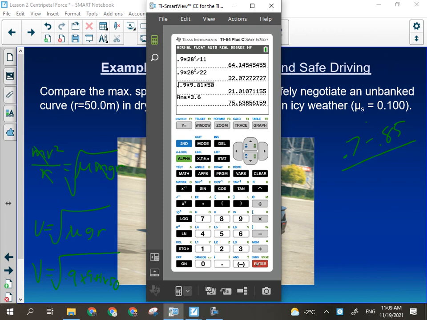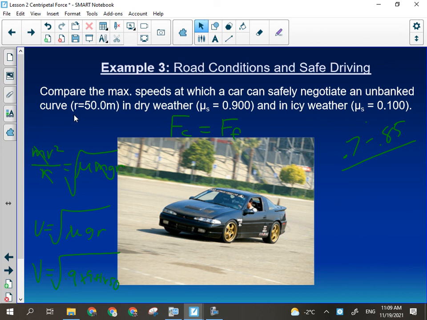Now if I change that and look at the icy corner, where I have 1/9 the coefficient of friction, that's 0.1 times 9.81 times 50. So I go from 21 to 7. That's pretty much what we predicted: 3 times slower as a result of having 1/9 the friction. There's that square root relationship again: 1/3 is the square root of 1/9. Everybody okay with that idea? All right, so that's how we do unbanked corners.